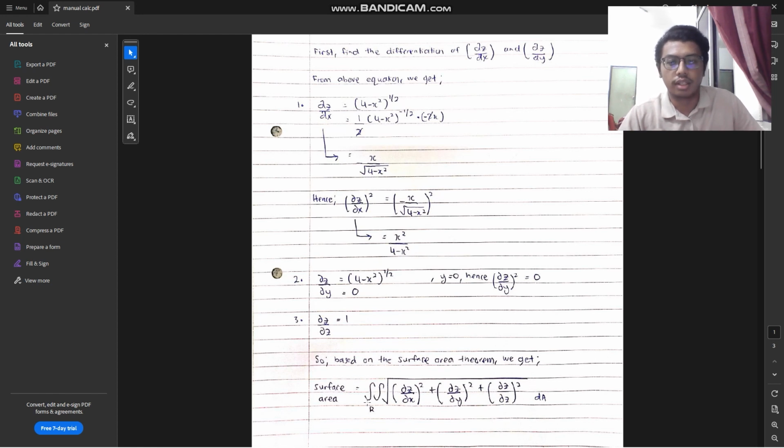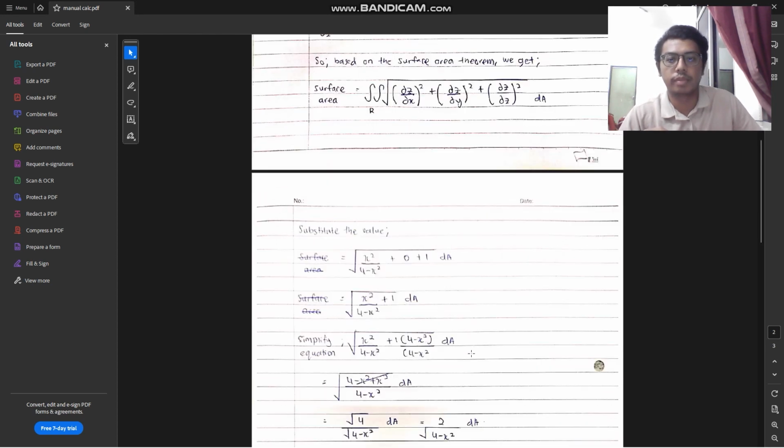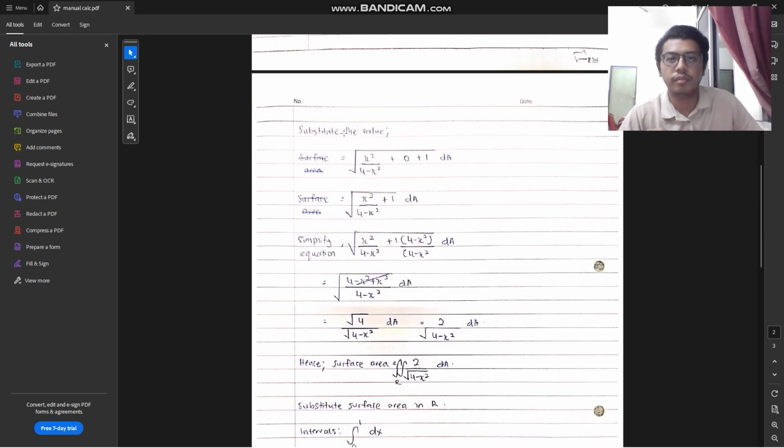Next, we get the double integral over R of square root of dz over dx squared plus dz over dy squared plus dz over dz squared dA. And we get square root of x squared divided by 4 minus x squared plus 0 plus 1 dA. Simplifying the equation, we get square root of x squared divided by 4 minus x squared plus 1 dA.